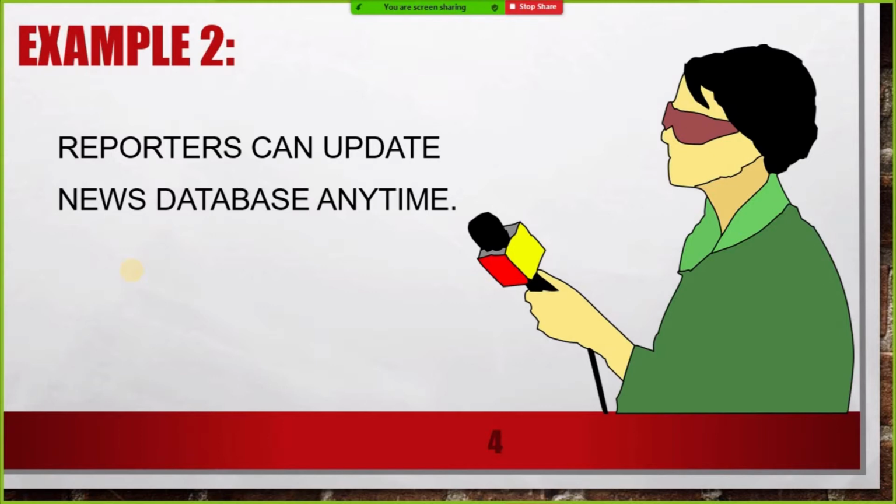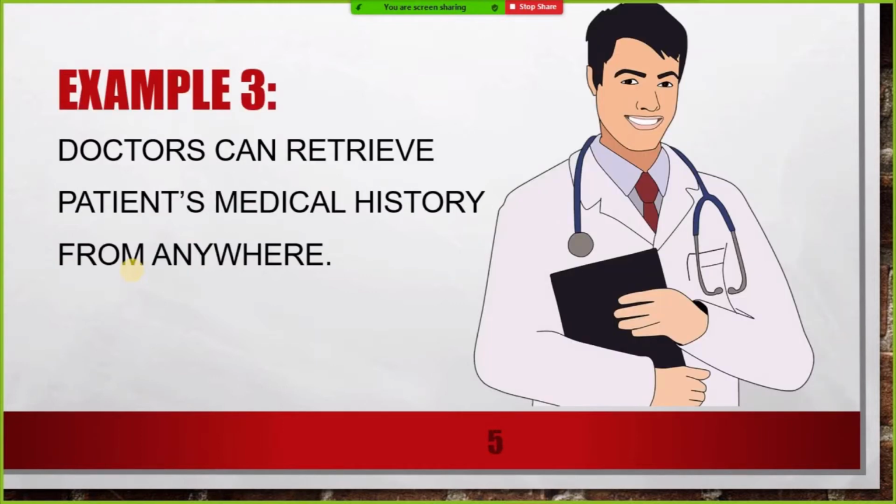Now let's see another example. Doctors can retrieve patients' medical history from anywhere. Since doctors should look after patients every time, by using mobile database, doctors can retrieve patients' history, and it makes it easy for both patients and doctors to contact each other. So this is all about mobile database and where to use it. Now we are good to go to mobile computing architecture.